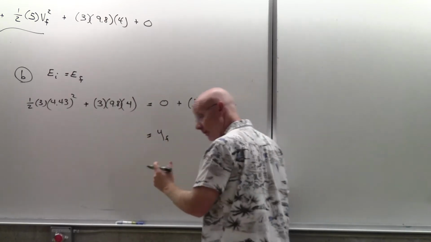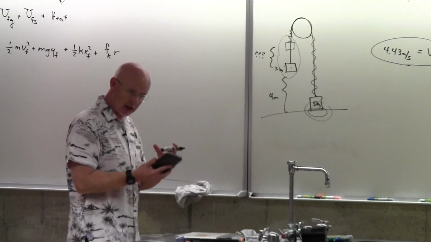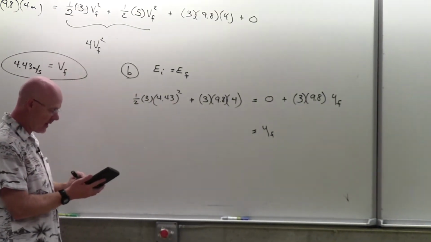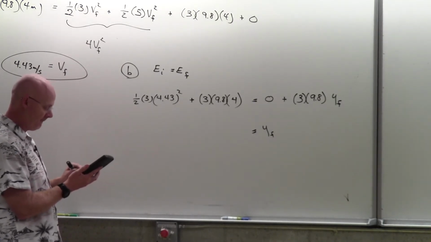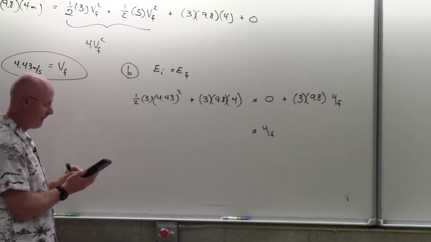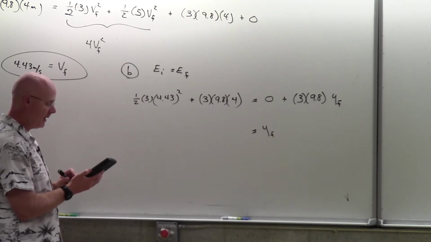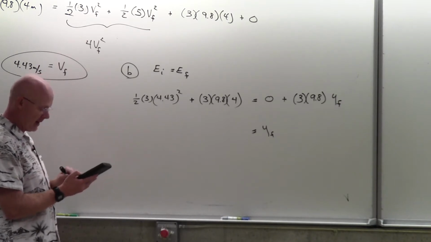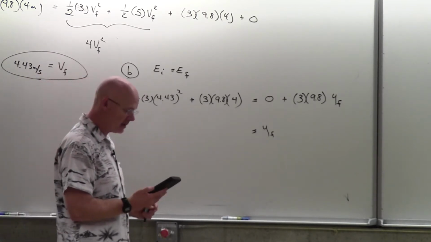So again, fortunately for me, most of this work has already been done in terms of the integral, and now I can just plug in the numbers and it'd be more of an algebra problem. And so 1/2 times 3 times 4.43 squared plus 3 times 9.8 times 4, that's the total energy there, divided by the 3 and divided by the 9.8.